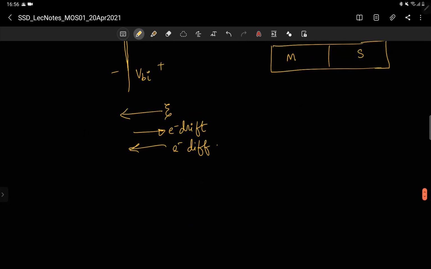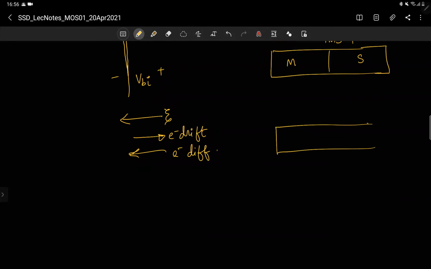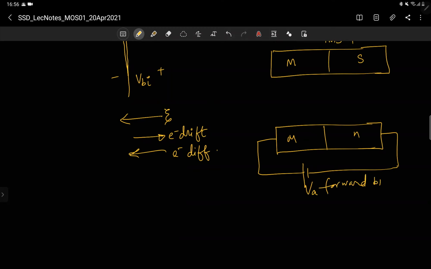Now what happens if we apply bias? In this kind of metal-semiconductor junction, the metal is more like P. We have seen that the n-type Fermi level is at a higher position than the metal side Fermi level, so this is actually forward bias. Why? Because the metal side is connected to positive. It all depends on which is more like P and which is more like N. If the metal side Fermi level is higher, then the metal side will act as the negative terminal relative to the N side. So it all depends on the positions of the Fermi level. Here this is a kind of forward bias.